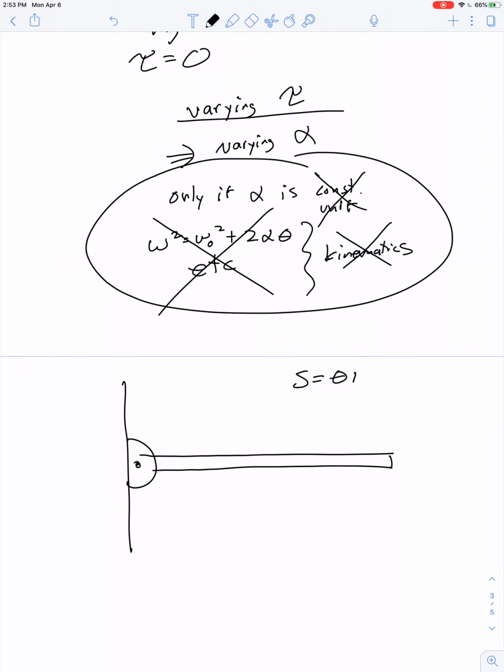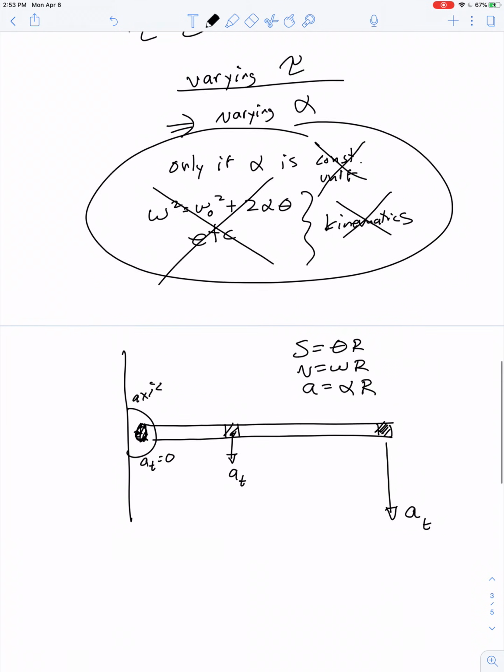Just as s is equal to theta r and v is equal to omega r, linear acceleration is equal to angular acceleration times r. So that means a point on the tip of this beam when it falls has a larger tangential acceleration than some point over here. And in fact, the point of the beam right next to the axis of rotation has a tangential acceleration of 0 because that portion of the beam stays in place.